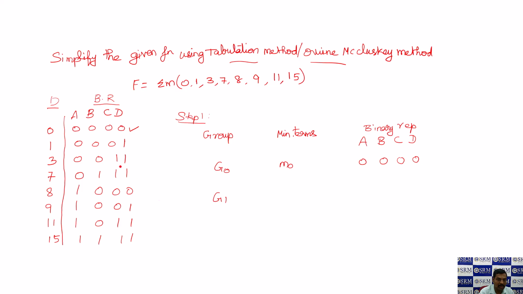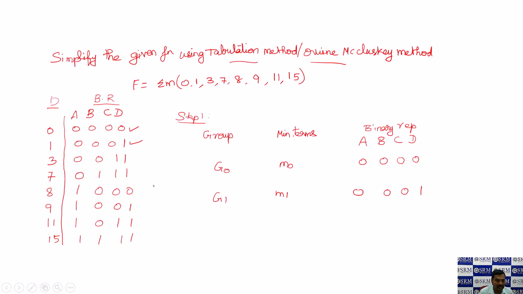So for that you can consider here this M1. This term is having only 1 one. So just write M1, minterm 1. How many ones are there? Only 1 one. So 0 0 0 1. Next, I am going to analyze whether any others are there.